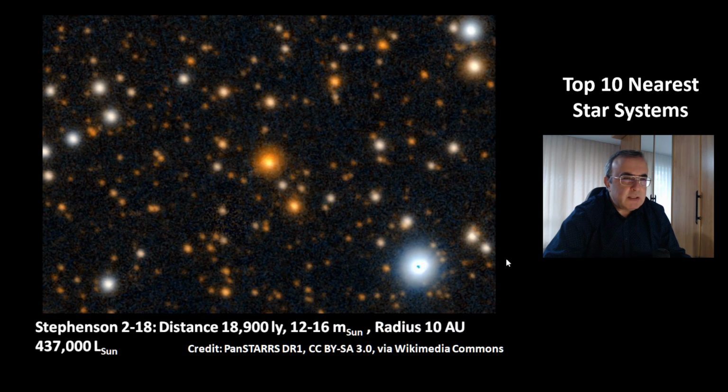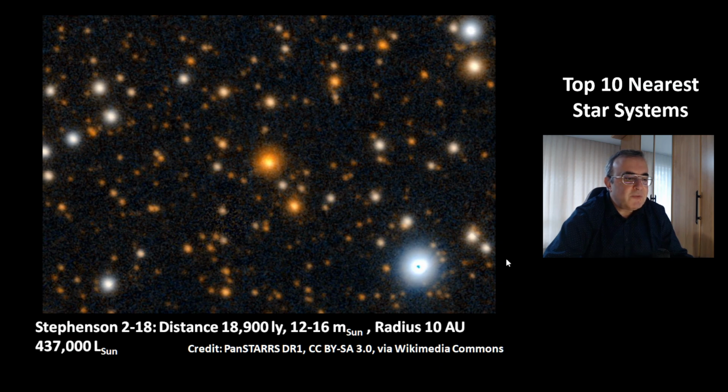This is an example of another star that's further away. That's on the big side of the stars. It's Stephenson 2-18. It's at a distance of 18,900 light years. It has a mass of 12 to 16 times the mass of the Sun. Its radius is 10 AU, astronomical units. This means if this star was in the center of our solar system, all the terrestrial planets and Jupiter and Saturn would still be inside the star. That's how big it is.